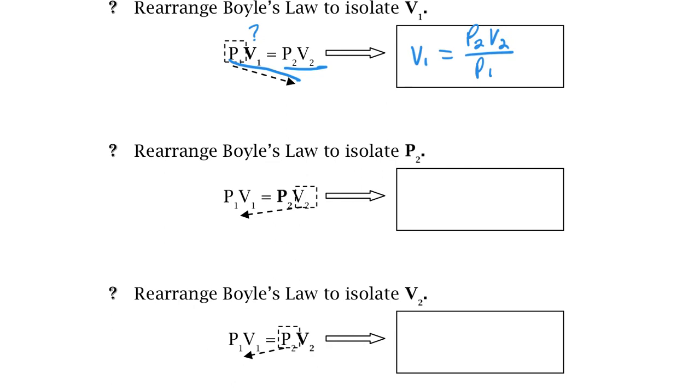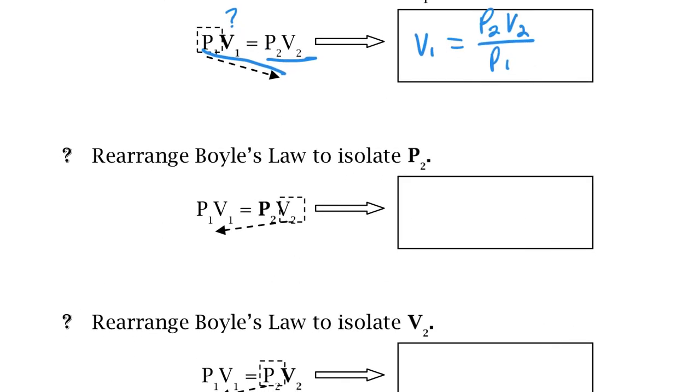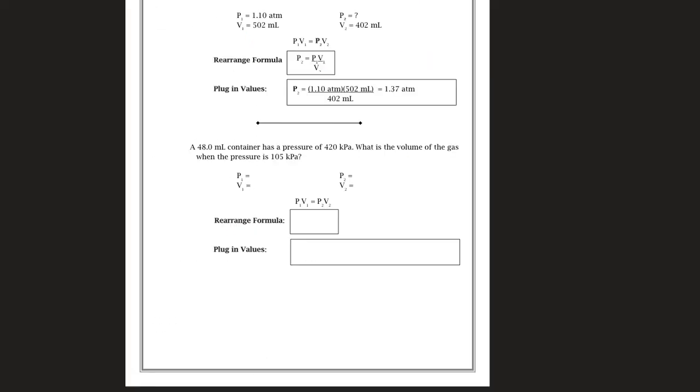It doesn't matter which side of the equation I'm on. If this is my unknown, put a little question mark there. When I rearrange this, this is going to get slid underneath. So P1 times V1 divided by V2 is equal to P2. And then you go ahead and do the next one.